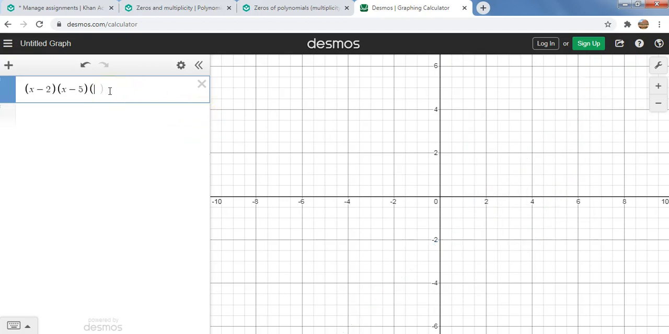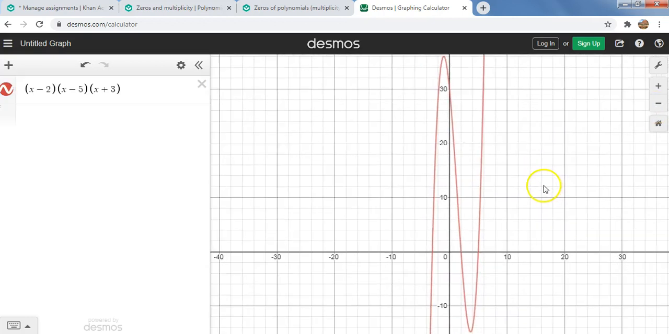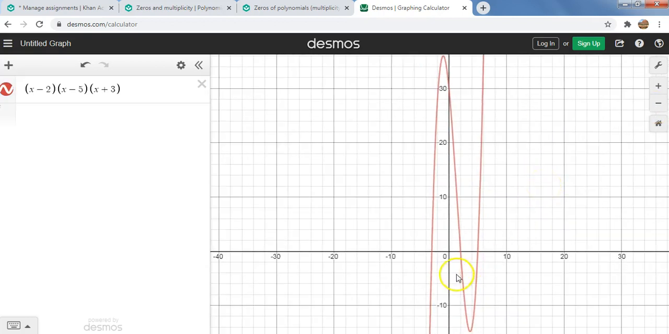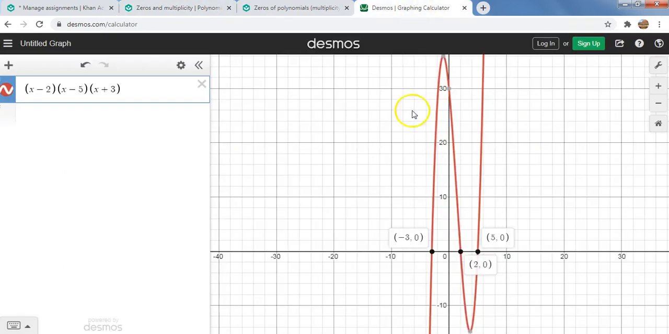What if we just add one more? x plus 3. So now I'll zoom out a little bit. All right, we have a cubic function. Now it has 3 zeros. So what number plus 3 is 0? That would be negative 3. And then we know our other two zeros, (2, 0) and (5, 0). So whenever it's talking about factors, zeros, x-intercepts, it's talking about these numbers where the graph goes through or hits the x-axis.